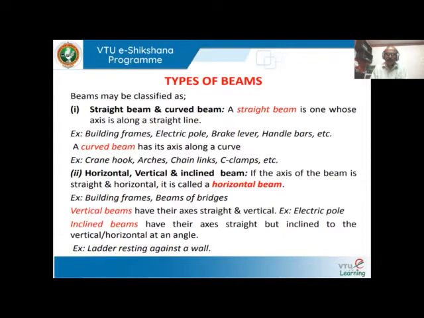Then what are horizontal, vertical, and inclined beams? A horizontal beam is one in which the axis of the beam is straight and horizontal. Examples are building frames and beams of bridges. Vertical beams have their axis straight and vertical, for example an electric pole. Inclined beams have their axis straight but inclined to the vertical or horizontal at an angle. For example, a ladder resting against a wall.